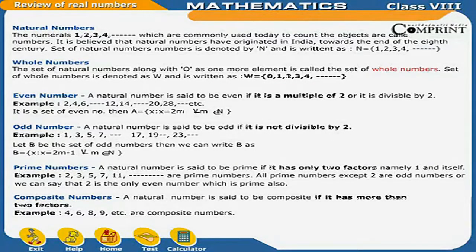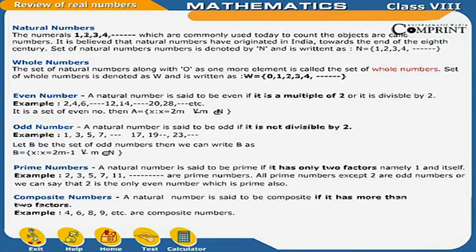Chapter 1. Review of Real Numbers. Natural numbers. The numerals 1, 2, 3, 4 and so on, which are commonly used today to count objects, are called natural numbers. It is believed that natural numbers originated in India towards the end of the 8th century. The set of natural numbers is denoted by N and is written as capital N is equal to the set of 1, 2, 3, 4 and so on.